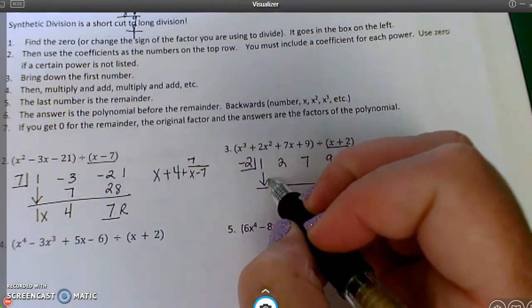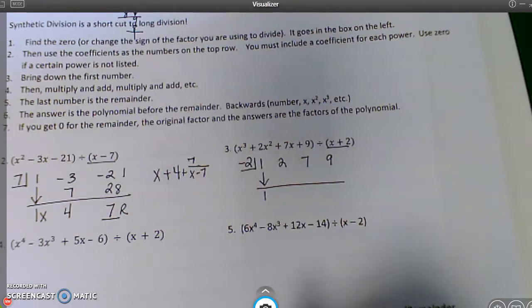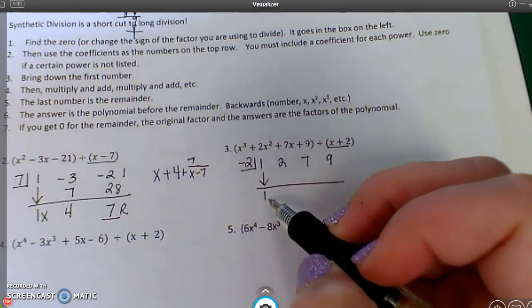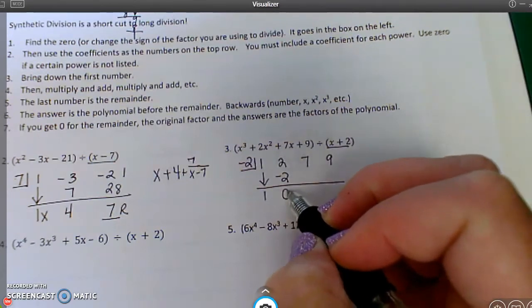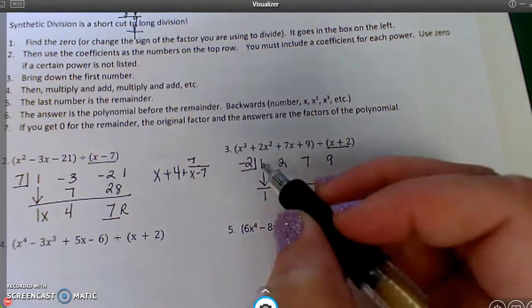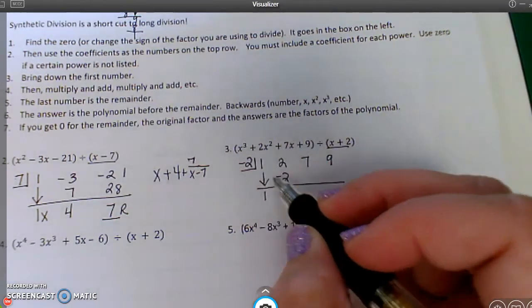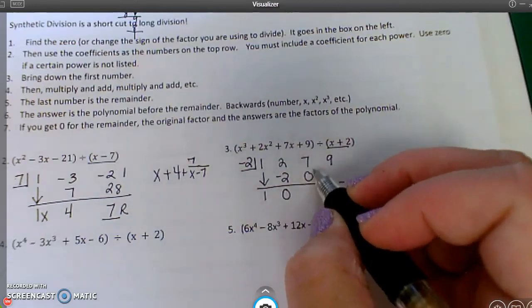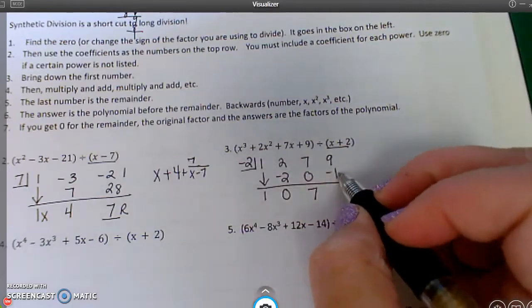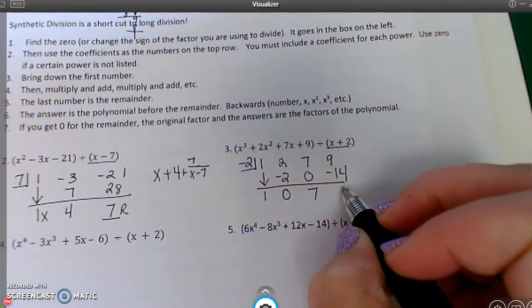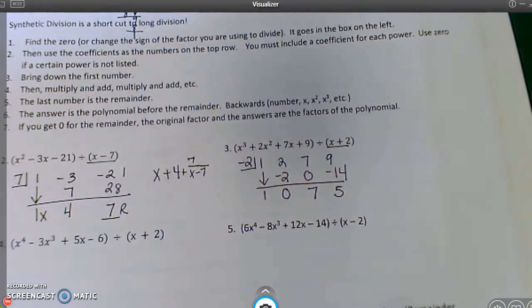All right. Bring down the first number. Multiply and add. 2 plus -2 is 0. Multiply. -2 times 0 is 0. Add. 7 plus 0. Multiply. And then add. 9 minus 14 is 5. Alright? So the last number is the remainder.